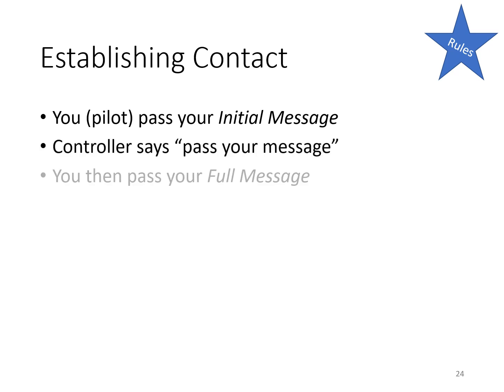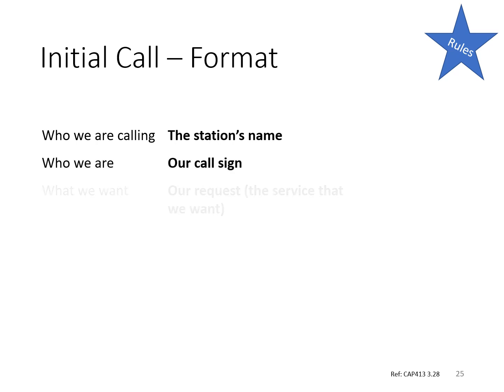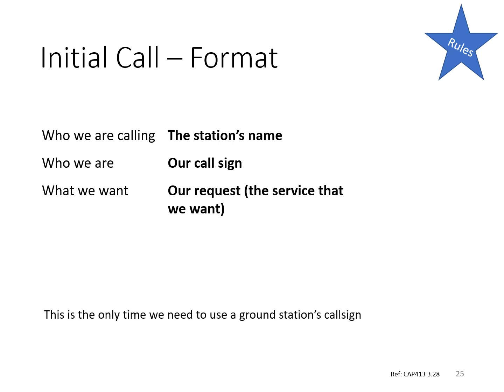First then, establishing contact. You, the pilot, pass your initial message. The controller says, pass your message. You then pass your full message. Here's the format of the initial call. Who we're calling, who we are, and what we want. Generally, the service that we want. This is generally the only time we need to use the ground station's call sign.